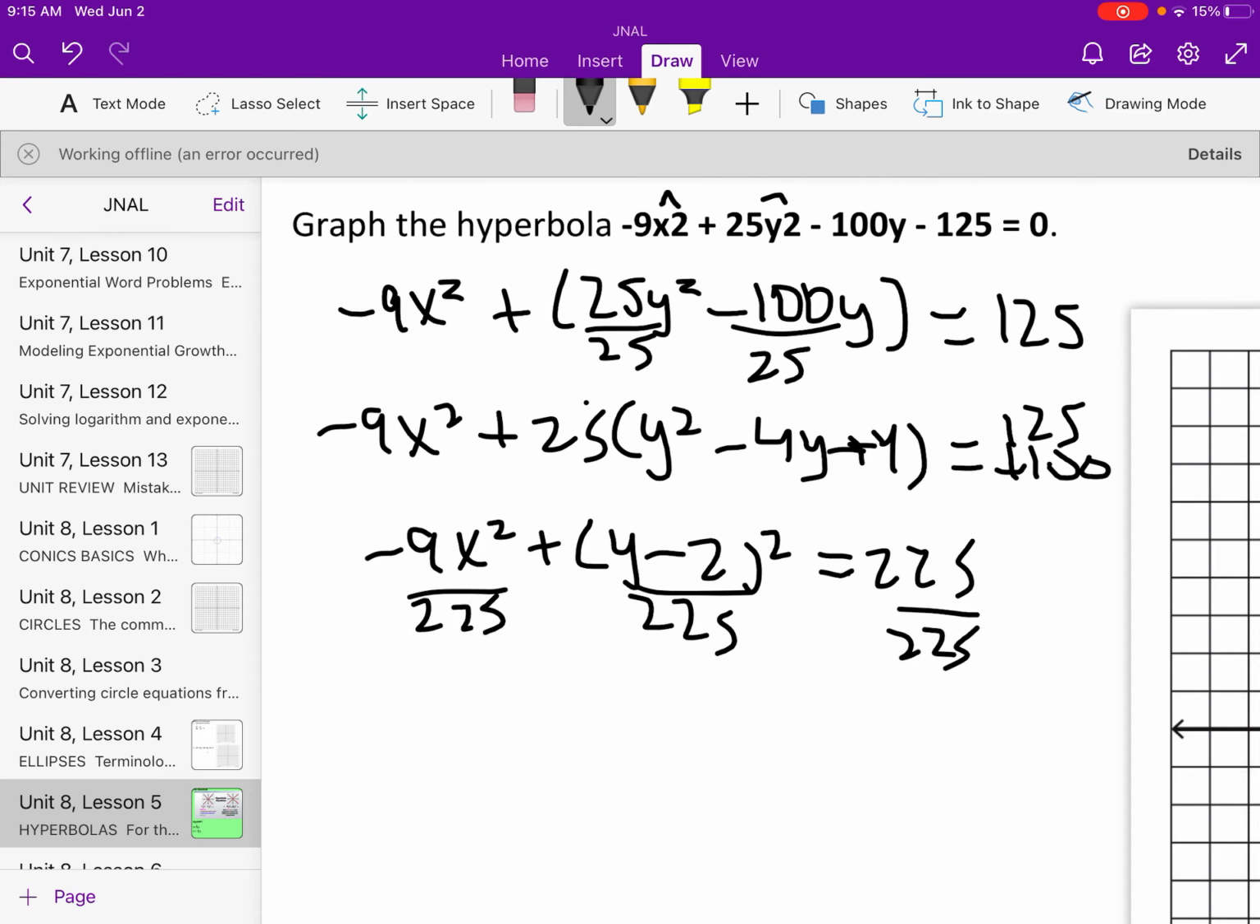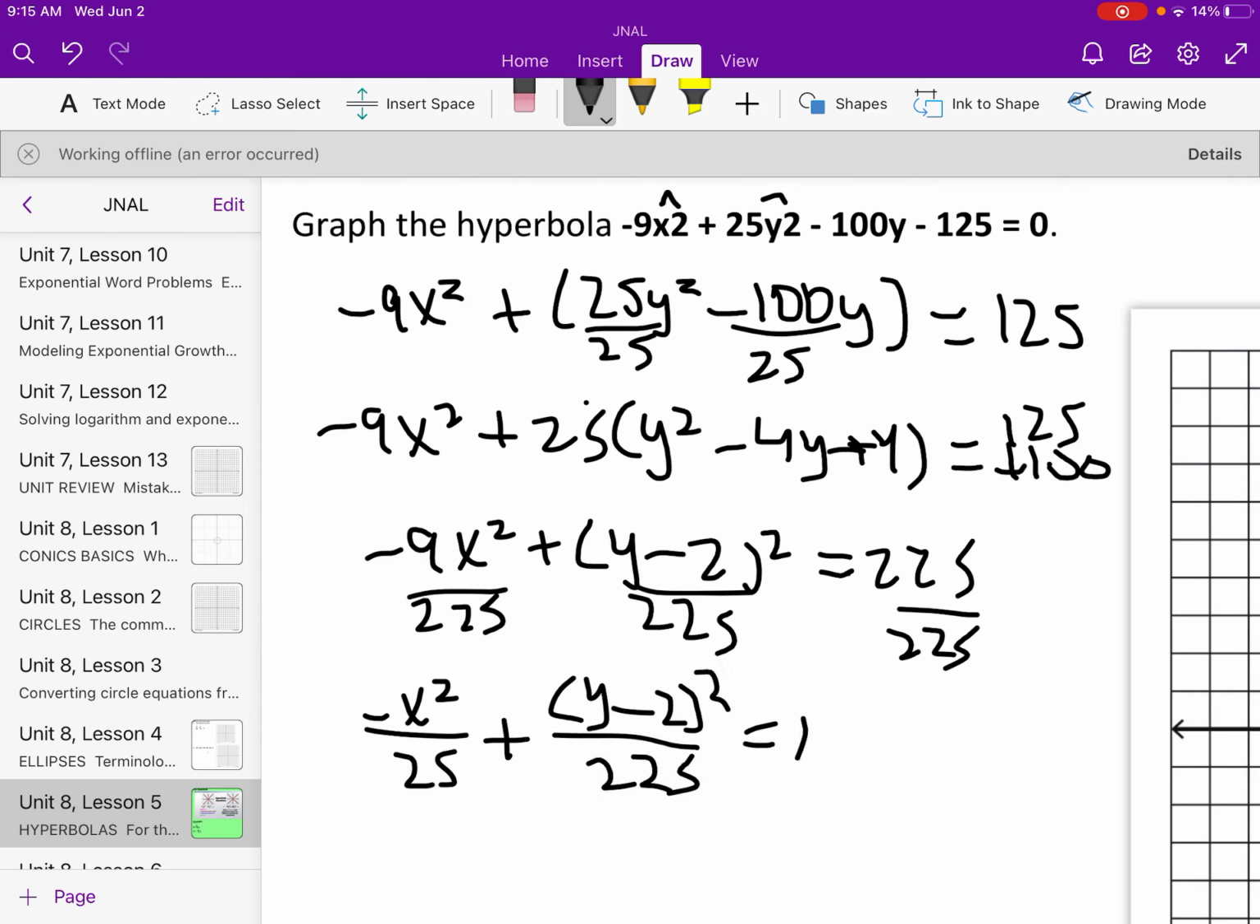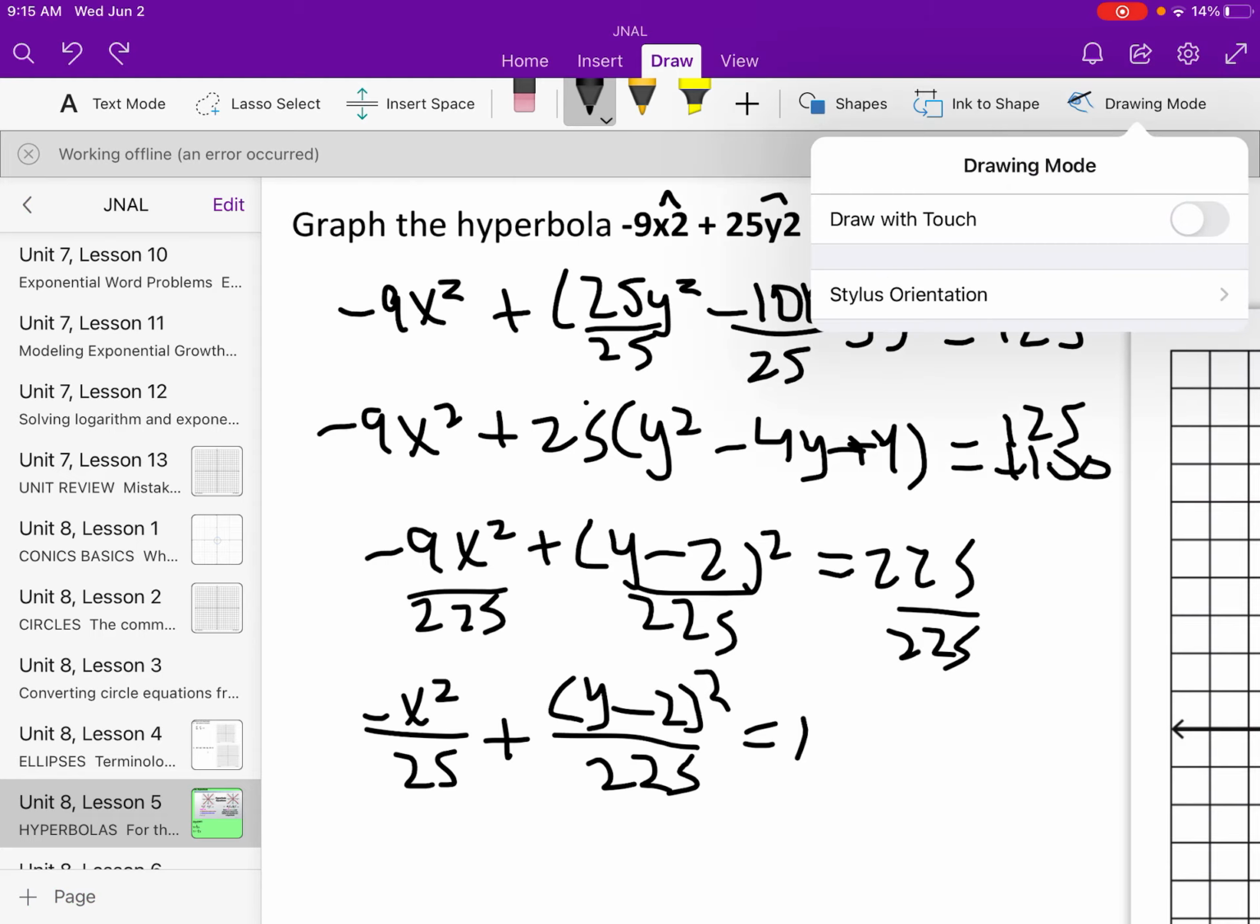Okay, and then we will see how this is. So 9 divided by 225 is, in fraction form, 1 over 25, so we can do negative x squared over 25 plus, we just have to keep this as it is, equals 1. Okay? Now, we can find some things here.